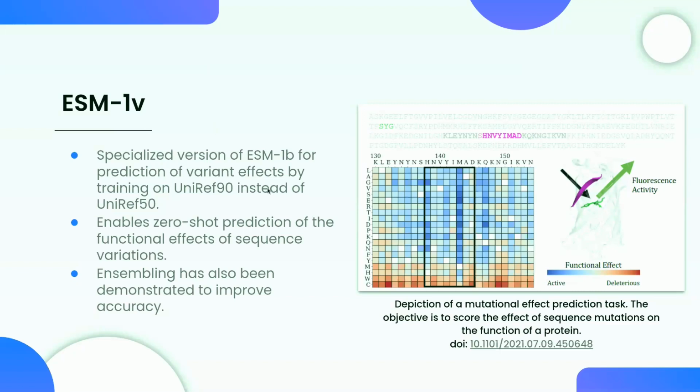Another thing that's noteworthy to mention about ESM1V is that it was also demonstrated to improve accuracy when you ensemble it. So essentially, in this particular case, you're training multiple ESM1V models with different seeds, like 5 or 10 or something. And then you run some desired input through all 10 of them, and then you have some technique to sample from the results of those models.